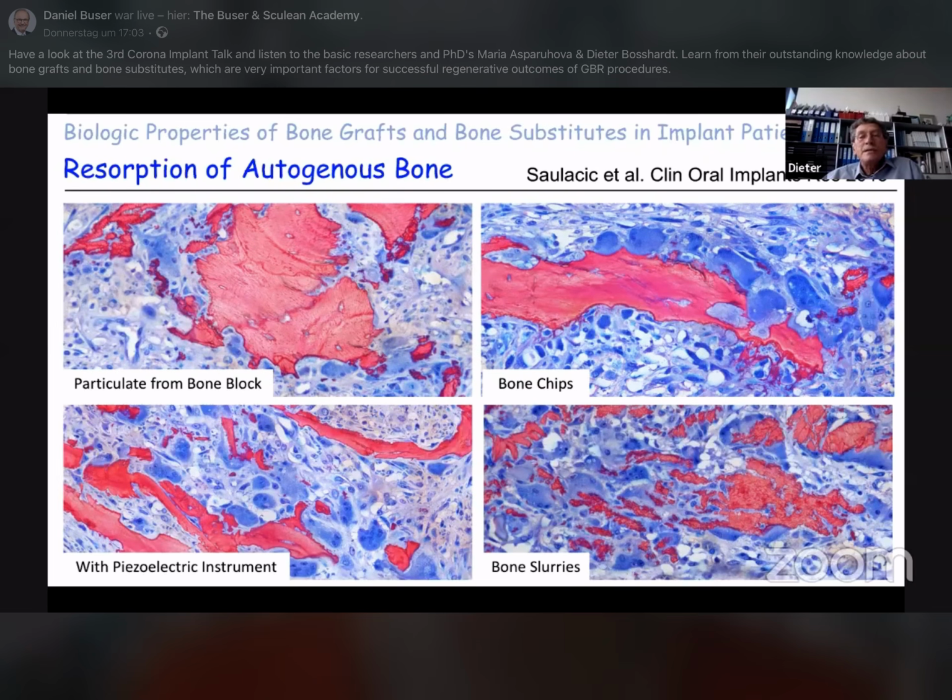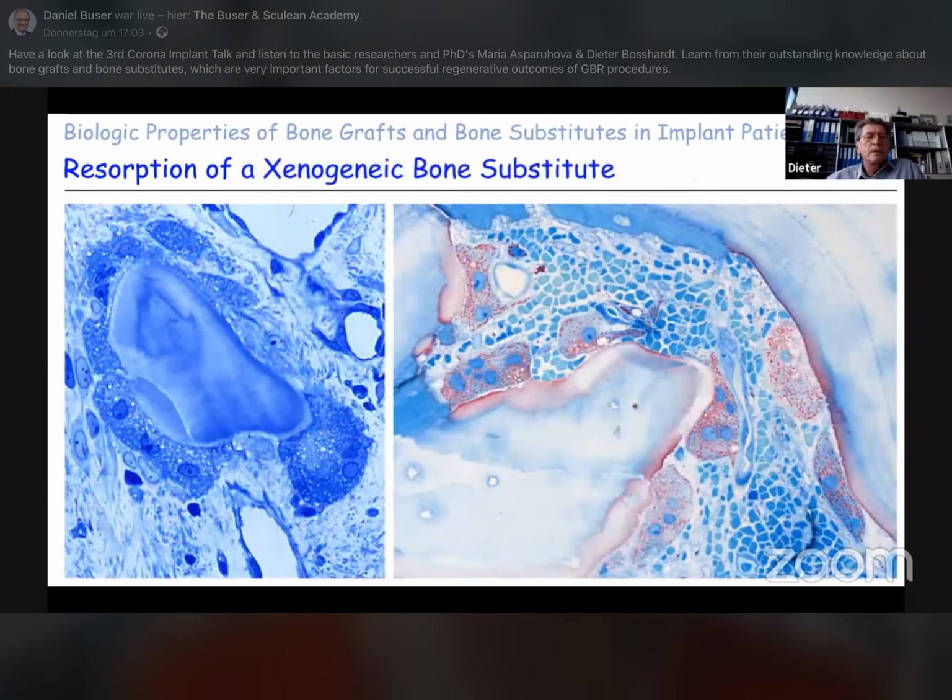It doesn't mean that they get resorbed 100%, but then they release some of the growth factors which may initiate or speed up new bone formation. And also the residual particles here act as a solid base, a scaffold onto which the new bone can be formed. Now, what about the volume stability of these bone substitutes?